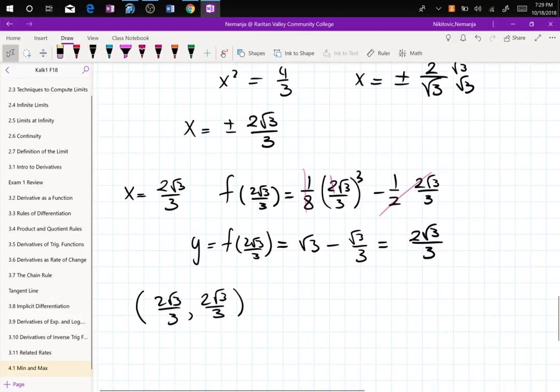And now you will have to calculate the other one as well. Now, how do I know if this is a min or a max? Like, how do I know that?